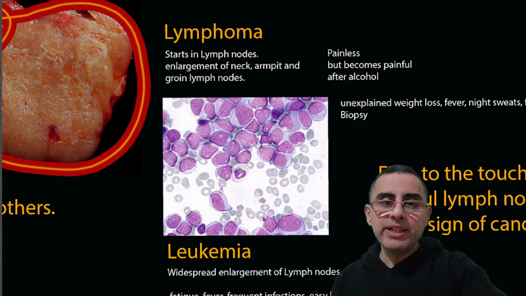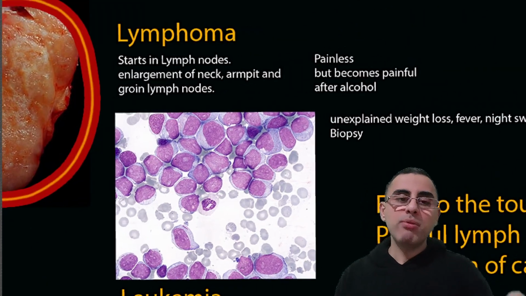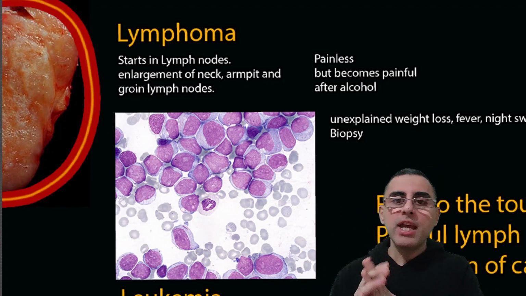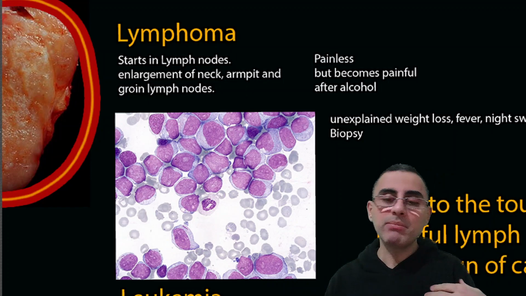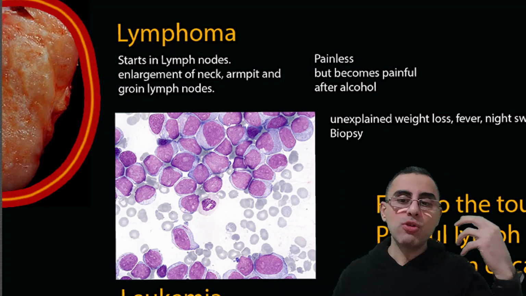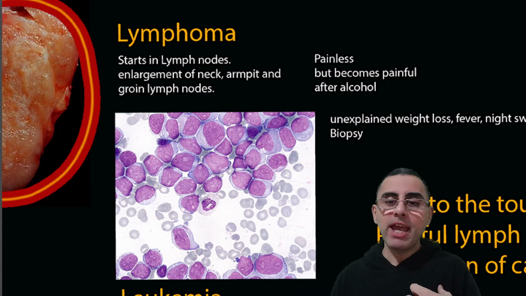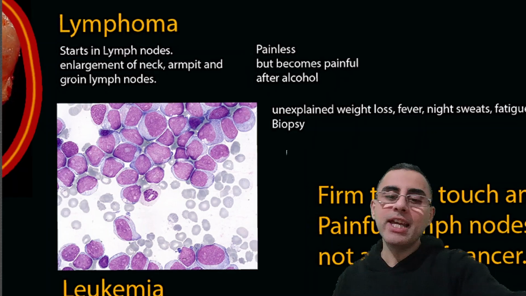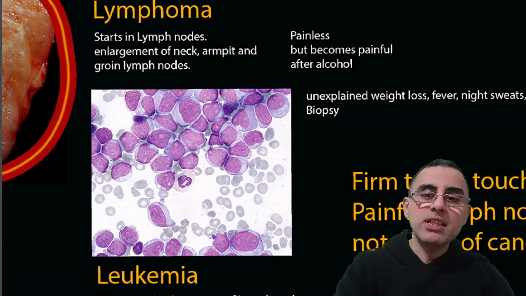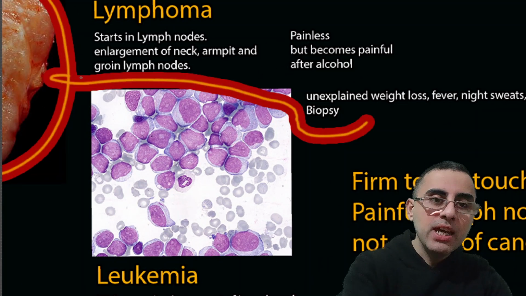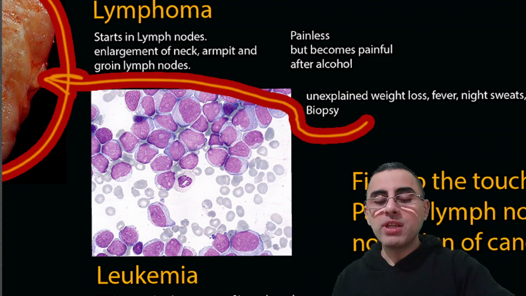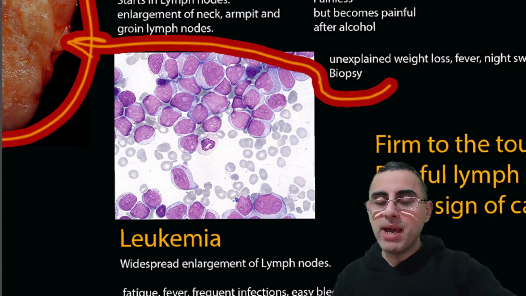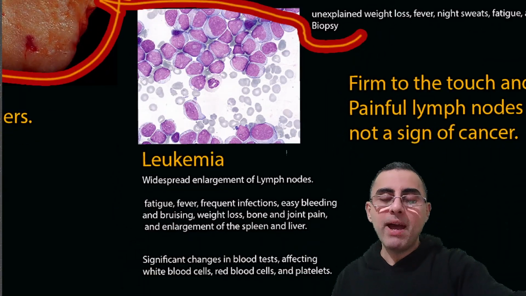And when there is lymphoma, what are the symptoms of lymphoma? There is enlargement of neck, armpit, and groin lymph nodes, and usually they are painless. Sometimes they become painful after alcohol intake. A person can have unexplained weight loss, fever, night sweats, fatigue, and itching, and diagnosis is made by biopsy, when these enlarged lymph nodes are biopsied and samples are taken and seen under the microscope. That's the idea of biopsy.